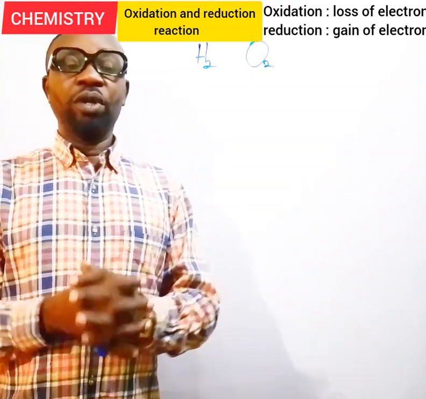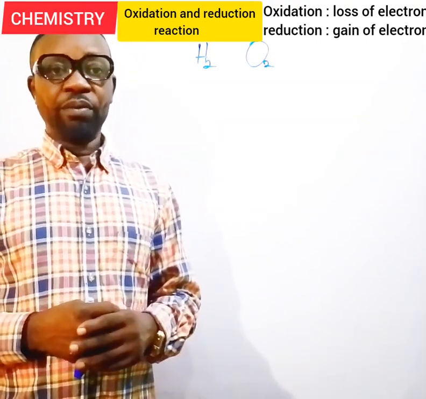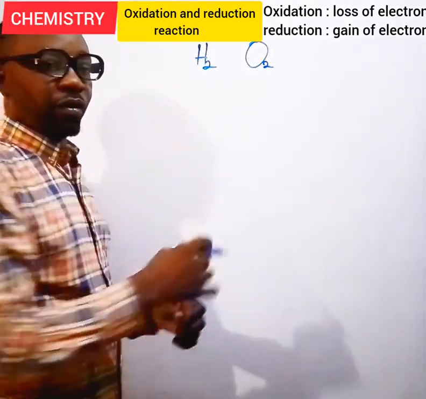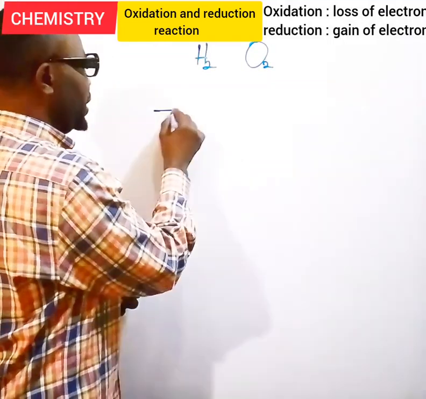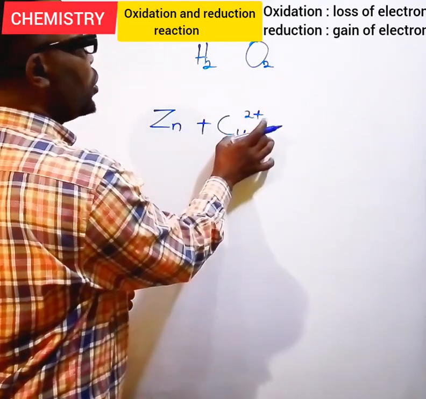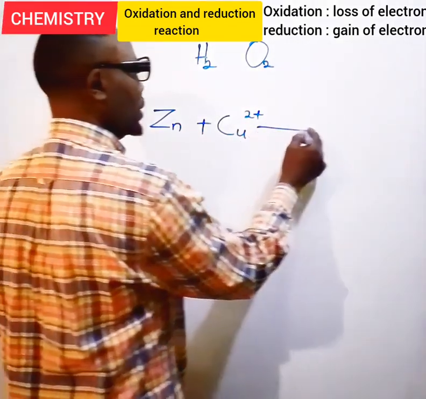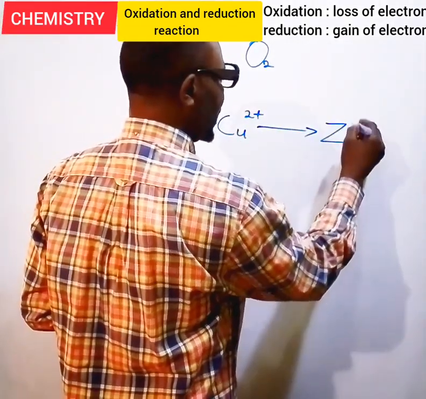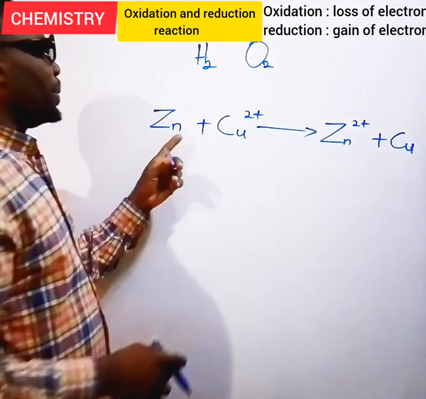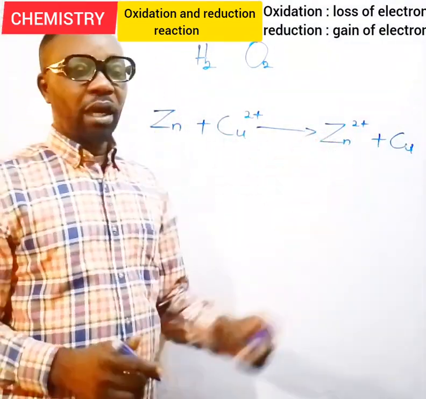So I'm going to show you a few examples now, which is going to give us a proper insight into what I am talking about. I hope you are going to bear with me. So let's go. I have the first reaction here, where we have zinc reacting with copper ion. This is zinc atom reacting with copper ion. It becomes zinc ion plus a copper atom. This is copper ion here, this is copper atom here, this is zinc ion here.